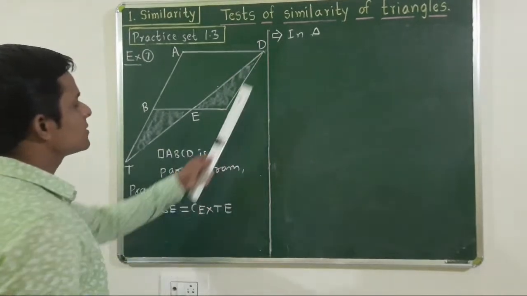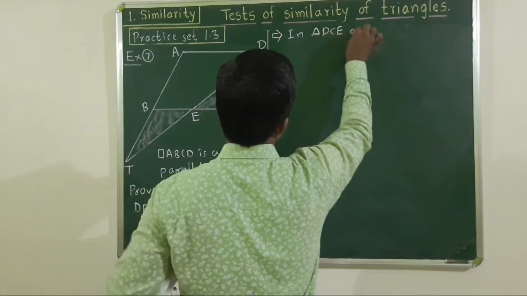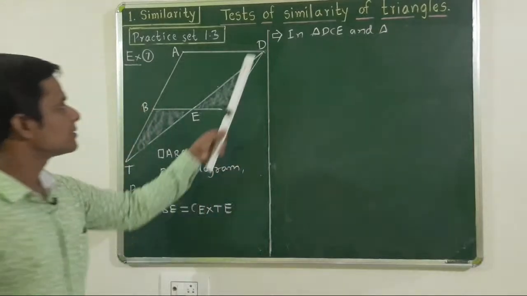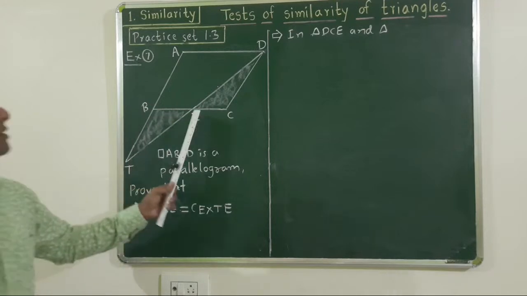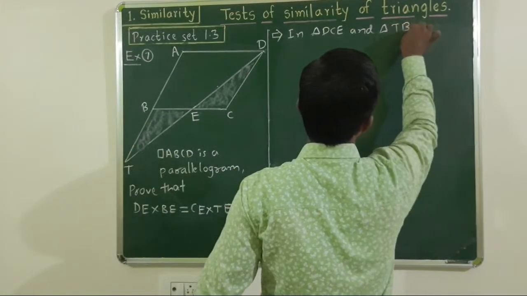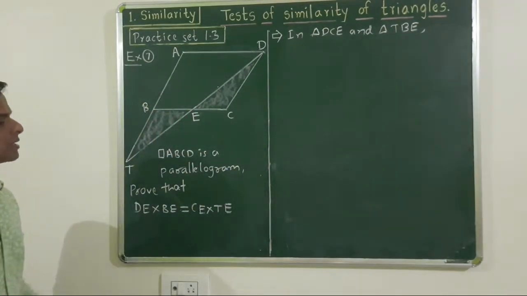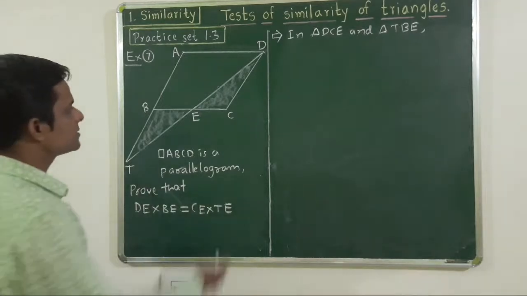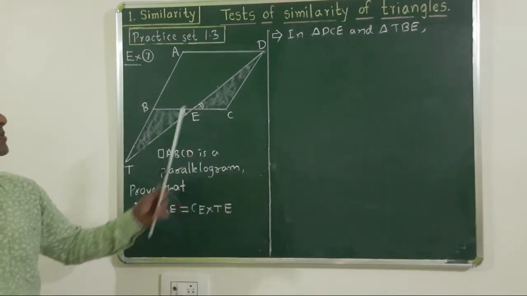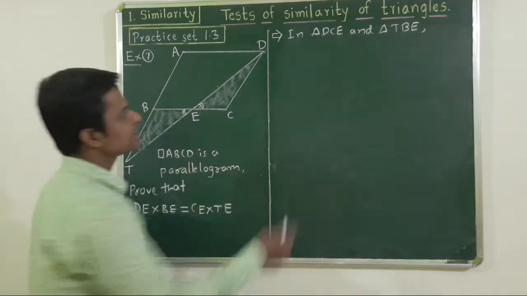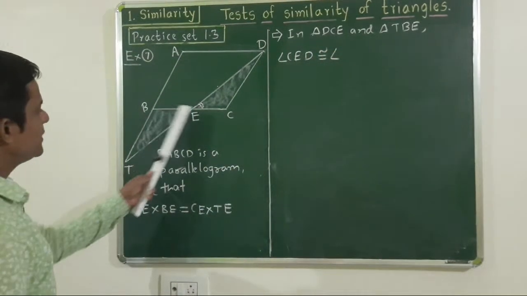Proper names of these two triangles, that is, suppose triangle DCE and triangle TBE. Now in these two triangles, find out common or congruent parts. Nothing about sides is given. Therefore, we have to find congruent angles, and the first pair of angles that we'll get is vertically opposite angles. Names are angle CED. Angle CED is congruent to angle BET.